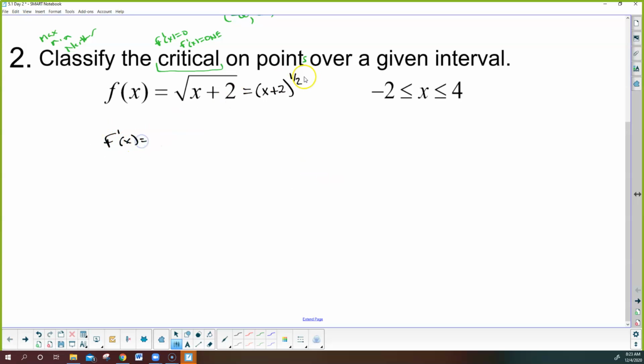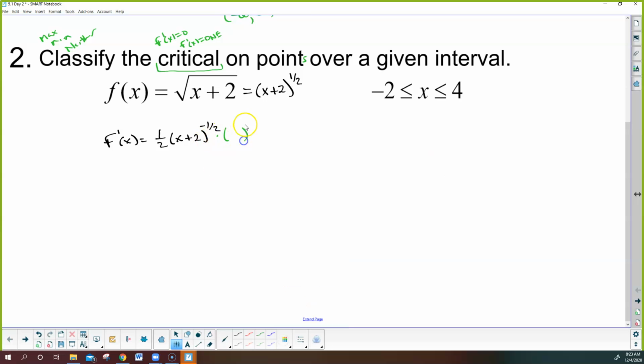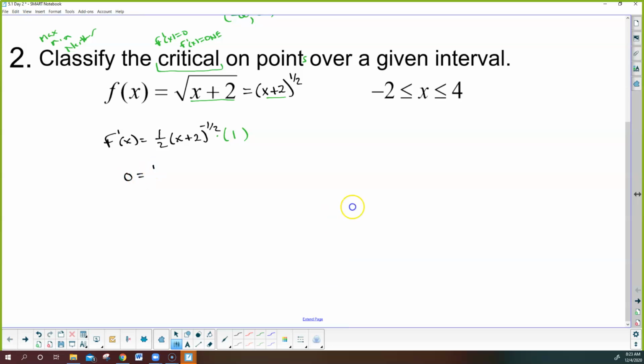And now I'll take the derivative. So the 1/2 comes down, take 1 away. And then I'm going to do this just so we don't forget. We're checking the chain rule because there is that inside function. So I'm taking the derivative of the inside, which is 1. And that doesn't really change anything. So I'm okay there. And then we're going to try to find the critical point. So I'm going to set it equal to 0.